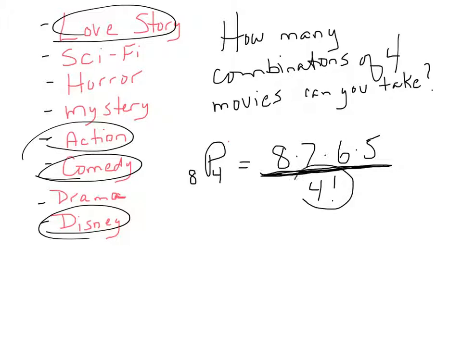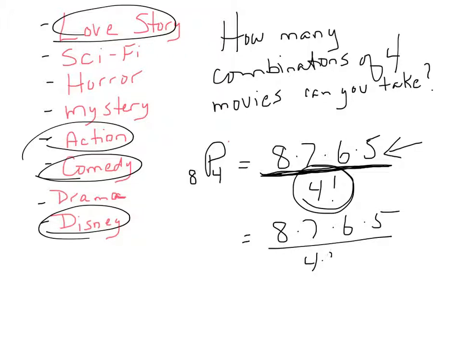So this is how many of these permutations are going to be actual repeats of the 4 in the group. So if I were to do this by hand, I would have 8 times 7 times 6 times 5 divided by 4 times 3 times 2 times 1. Okay, and then I could start to take out some factors here to make this a little bit easier to multiply. I end up with 35 times 2, which is 70.